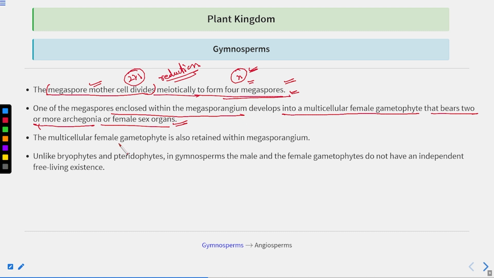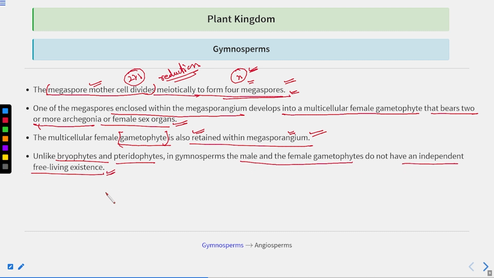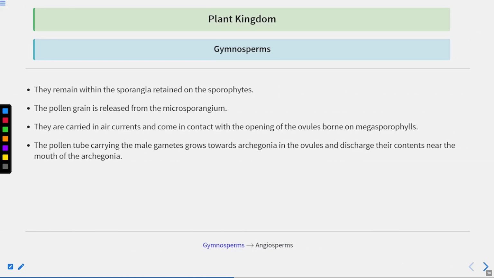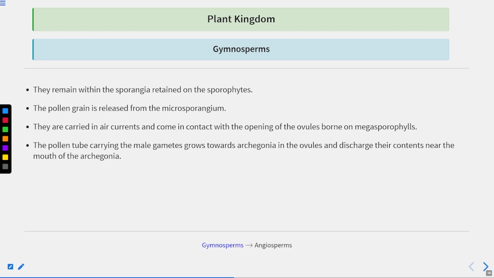Now, the multicellular female gametophyte is also retained within the megasporangium. So, this multicellular female gametophyte is again retained inside this megasporangium, and unlike bryophytes and pteridophytes, in gymnosperms the male and female gametophytes do not have an independent free living existence. It is intact in there only. So in the case of bryophytes and pteridophytes, we have seen that they are having the individual sporophyte and gametophytic structures. But here in the gymnosperms, this is not so. They remain within the sporangia and retained on the sporophytes.